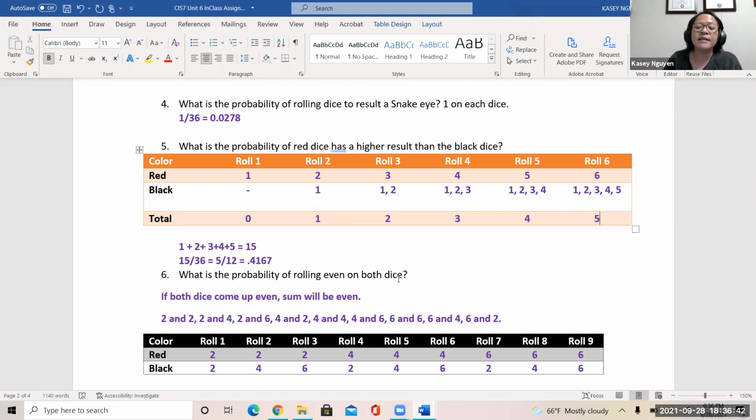So for question 6, it says, what is the probability of rolling an even number on both dice? So we can say that if both dice come up even, the sum will be even. If I have a 2 and a 2, that's a 4, which is an even number. But if I do have an odd in the mix, it's going to give me an odd, right? Like a 2 and a 1 is going to be a 3, so no. So if they're both even, then they're going to give us a sum that's even. And we know how to find the sum already.